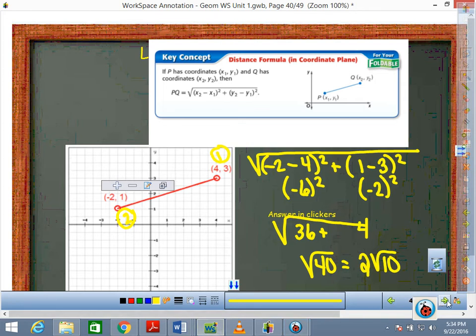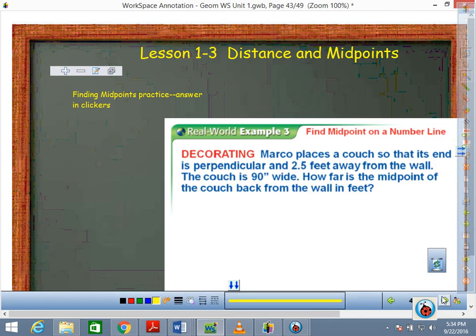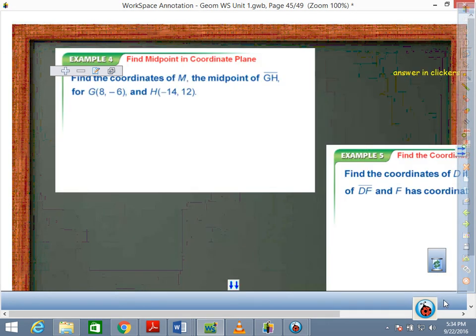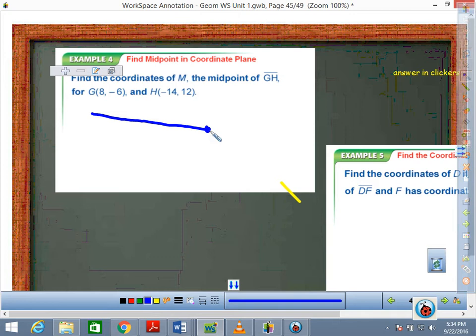So let's do just a quick discussion on midpoint, because we're going to be talking about that again. Remember that the midpoint of a segment is halfway between the endpoints, and we find that by using the mean or the average of the two. So let's try this one really quickly. We're going to find the coordinates of M for the midpoint of GH. If you wanted to draw a picture of this, it would look like G and H, and the midpoint would be M, and we're looking for the coordinates of M.